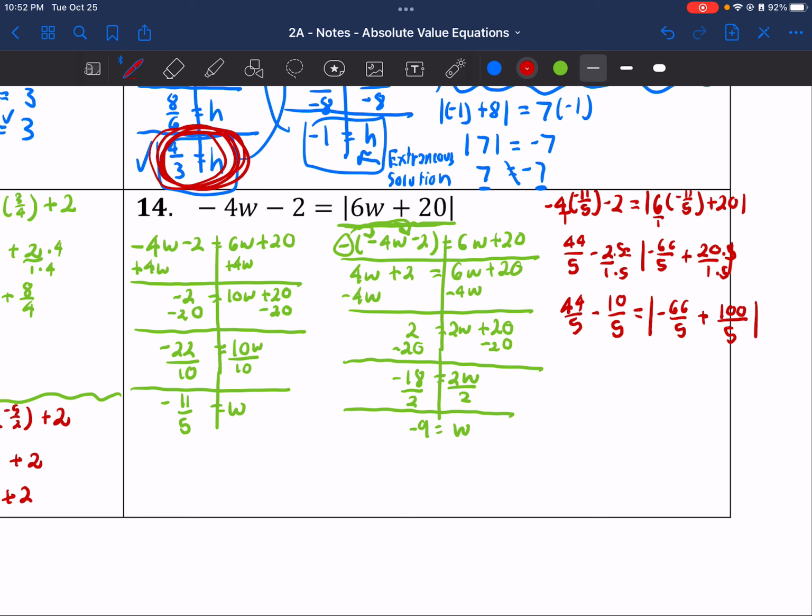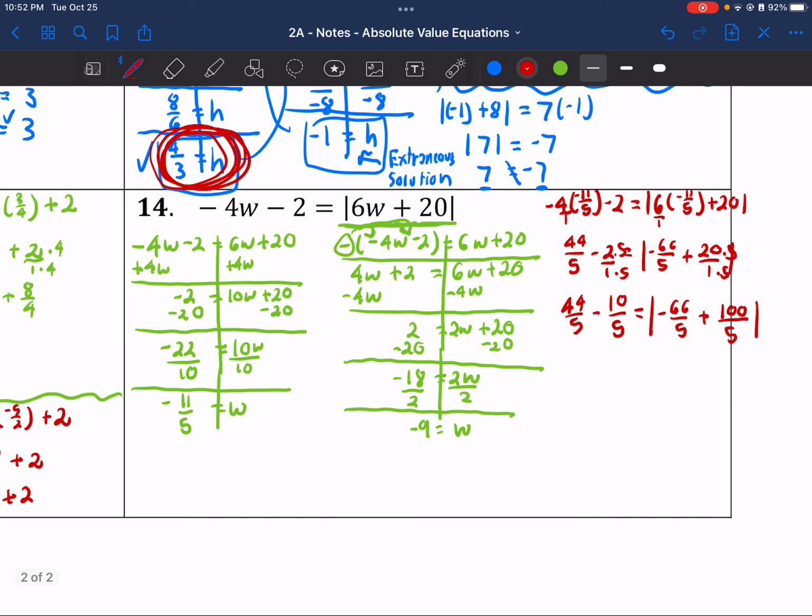So now we're going to combine our fractions together, and we're going to do 44 minus 10. That's going to be 34 over 5. And negative 66 over 5 plus 100 over 5 is also 34 over 5. The absolute value of 34 over 5 is just 34 over 5. So we get 34 over 5 is equal to 34 over 5. So now we know that w equals negative 11 over 5 is a solution.